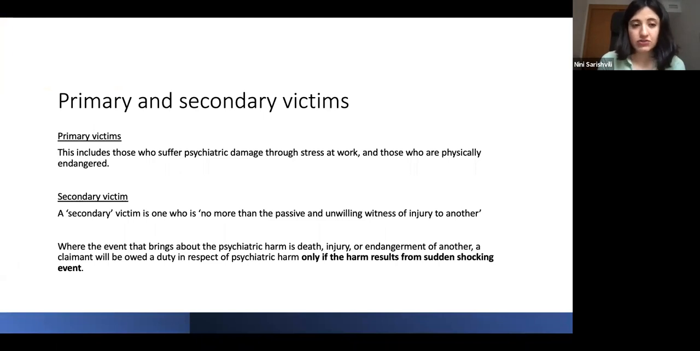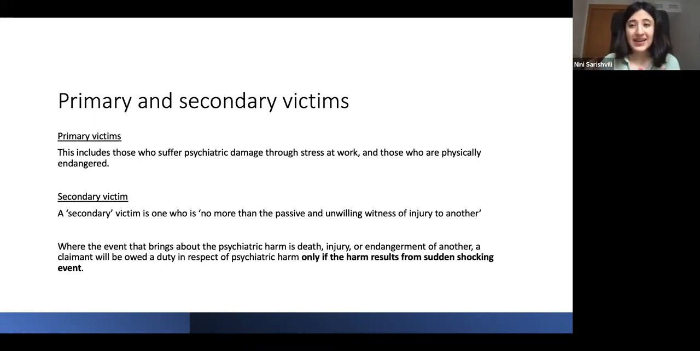And in psychiatric injury claims, the first thing you need to do is to identify whether or not the victim is primary or secondary. There are cases for you to identify whether or not it's primary or secondary, but the main difference is that a primary victim in psychiatric injury is someone it happened to specifically as a result of an accident, for example. If you were yourself in the accident, then you were a primary victim.